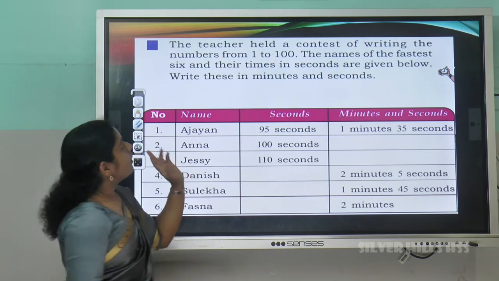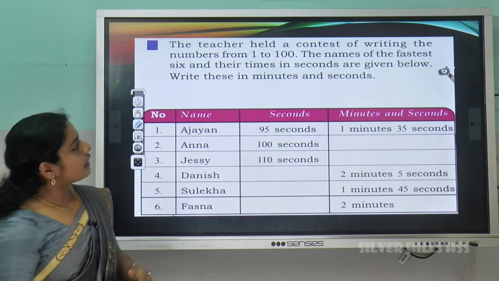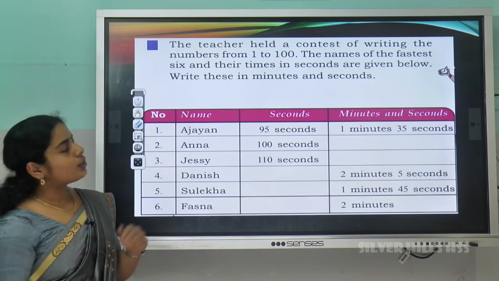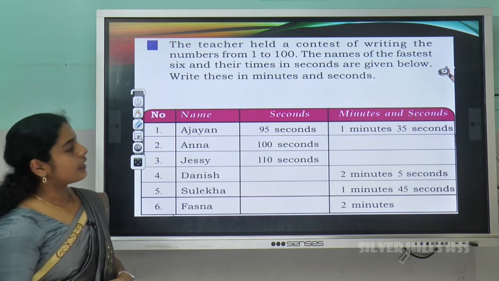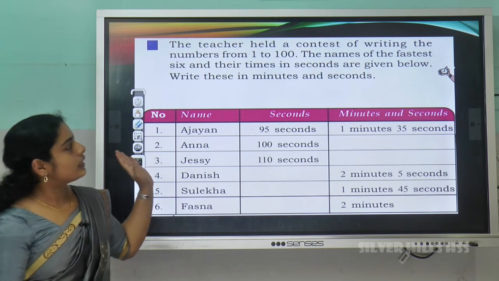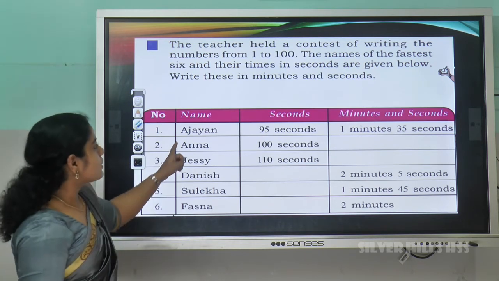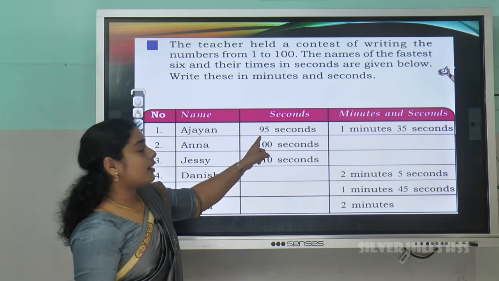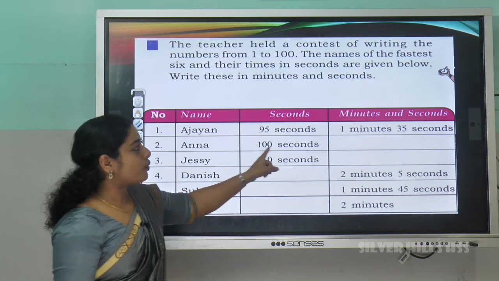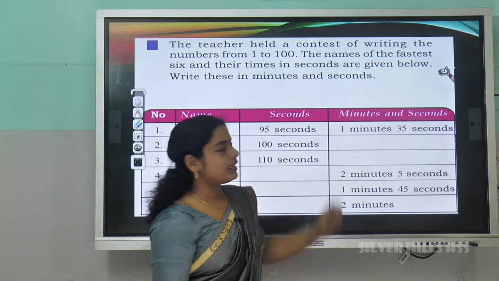See, we have a question here. The teacher held a contest of writing the numbers from 1 to 100. The names of the first 6 and their times in seconds are given below. Write these in minutes and seconds. So, see, first one, Ajayan, he wrote the numbers from 1 to 100 in 95 seconds. You have to write it in terms of minutes and seconds.